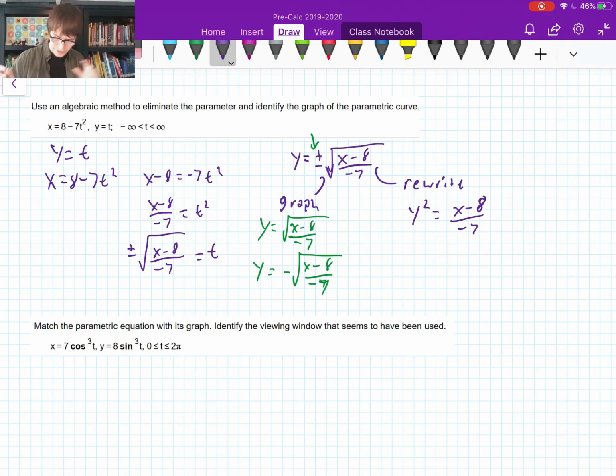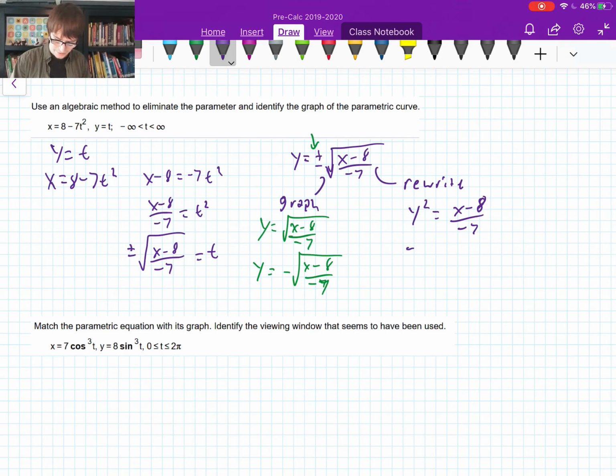Let's see, if we multiply negative 7 on both sides, we get negative 7 y squared equals x minus 8. And I get rid of the negative 7 denominator because I've never seen a standard form like line, circle, parabola that actually had a denominator, that had a fraction. So we're going to get rid of that.